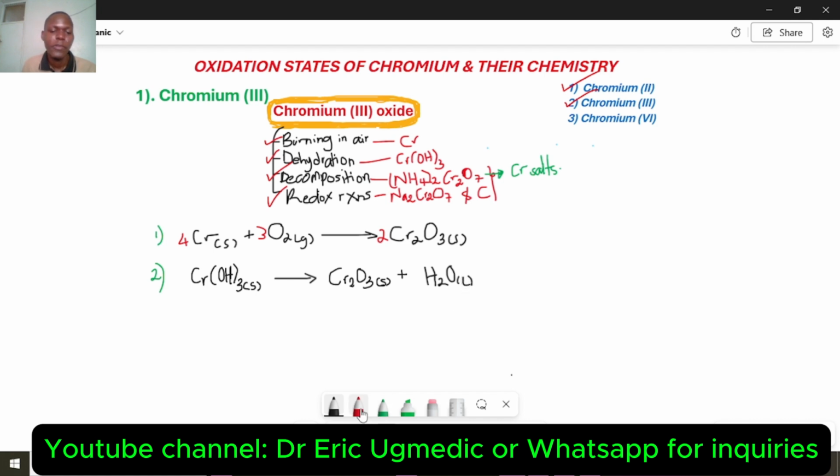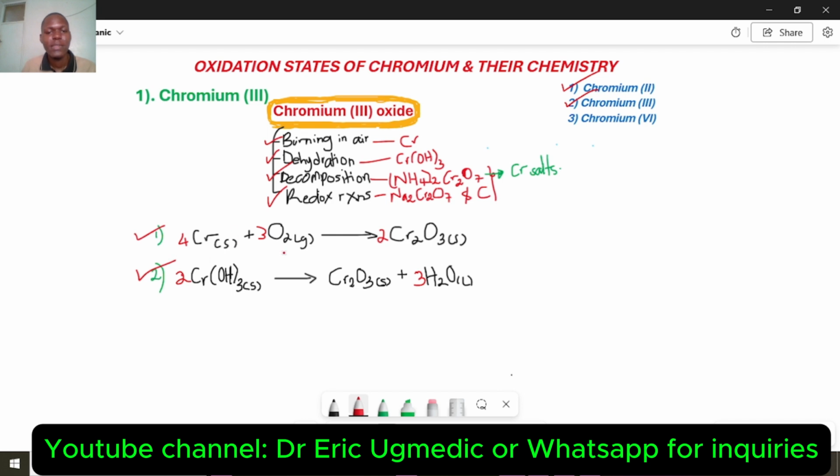So how are we going to balance this? Let's look at chromium. Chromium this side 1, chromium 2. So put here 2, and this means that it will dictate everything else. So how many oxygens do we have? Oxygen, there are 6. Out of this side I have 3 here and 1. How do I balance this to make 6? I can introduce here 3, because if I introduce a 3, I will see that even my hydrogen will obviously be balanced. 3 plus 3 make it 6, and that will be my equation.